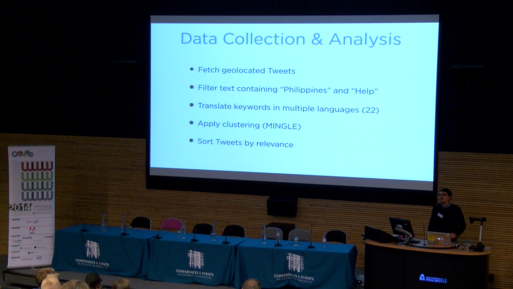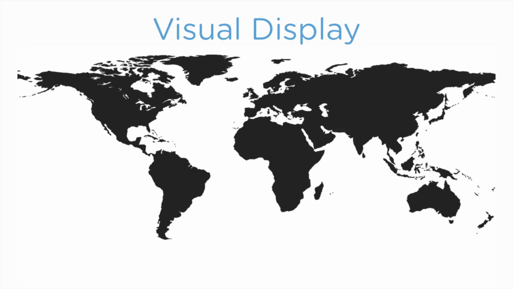So on the data collection, this was pretty easy, pretty straightforward actually. Just take geolocated tweets, filter text containing Philippines and help in as many languages as you can, given the little time that you have. In this case, it was 22 languages. Apply the clustering on the edges. We implemented the mingle algorithm in JavaScript. And finally, sort tweets by relevance.